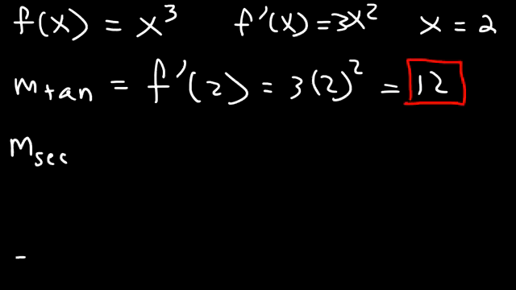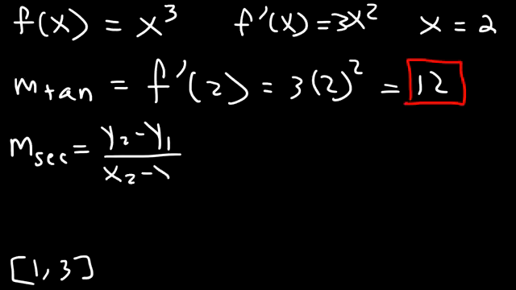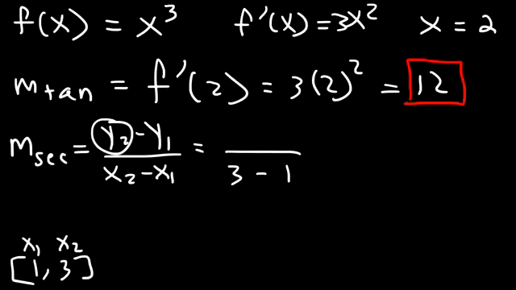So first, let's calculate the slope on the interval from 1 to 3. So we're going to use this formula, y2 minus y1 over x2 minus x1. So y is the same as f of x. By the way, this is x1 and this is x2. So x2 is 3, x1 is 1. y2 is going to be equal to the function when x is 3. y1 is equal to the function when x is 1.